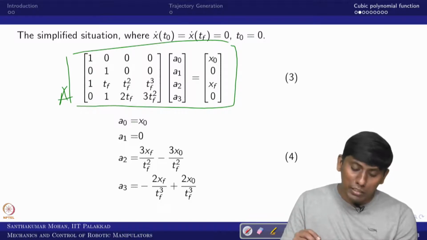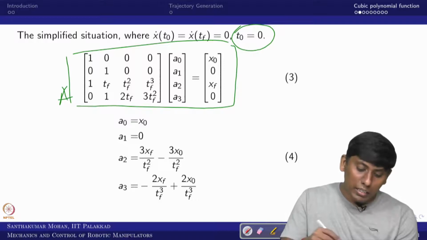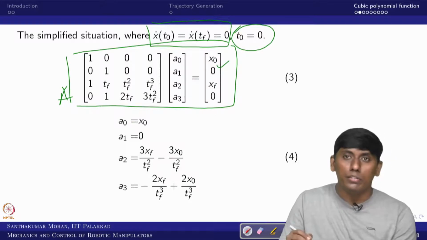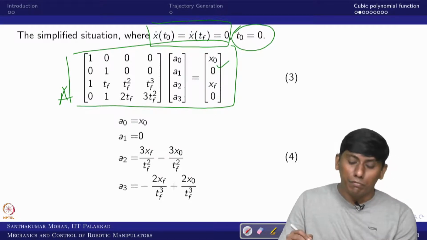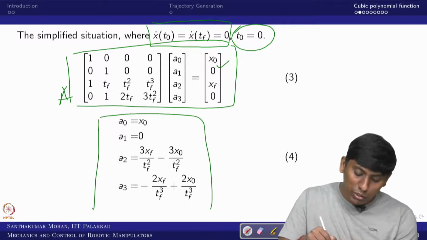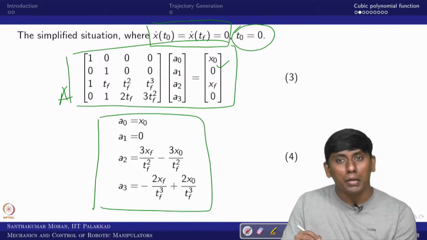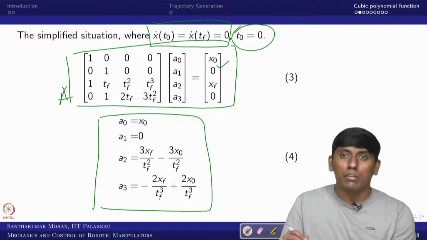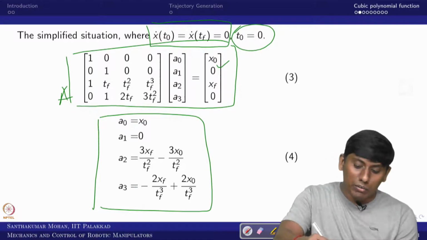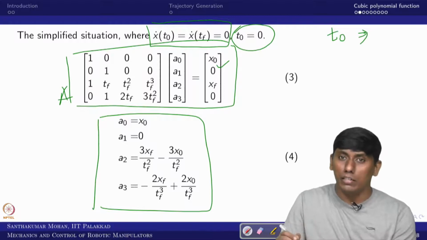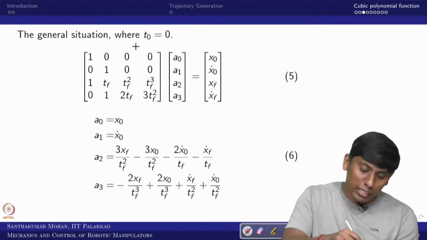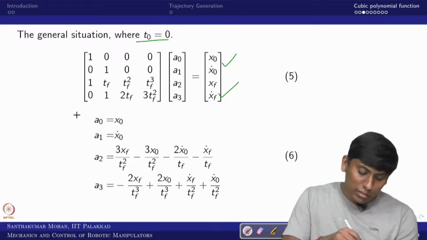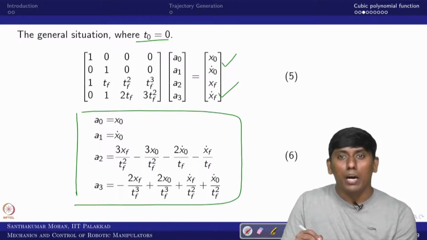For making a simplification, I assume t naught is 0 and the initial velocity and final velocity are 0. So x dot of 0 and x dot of f both are 0, which gives a0, a1, a2, a3 in a simplified manner. In the same way, you can even put in non-zero values, but t naught we can always make 0 because we can bring it in at the end wherever it is required. So you can assume x dot of 0 and x dot of f exist, and then a0, a1, a2, a3 are obtainable in this way.